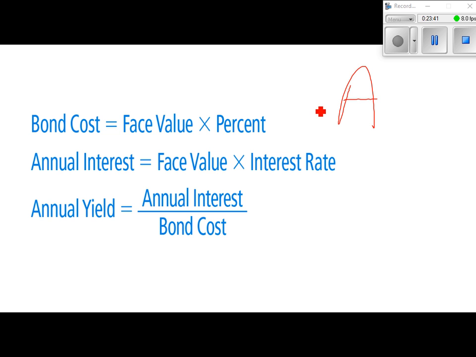Again, make sure you write down your letter. Just 3 formulas here: bond cost, face value times the percentage that you're paying. Annual interest is your face value times the interest rate. Your annual yield is your annual interest divided by the cost of the bond, same as the other formula.